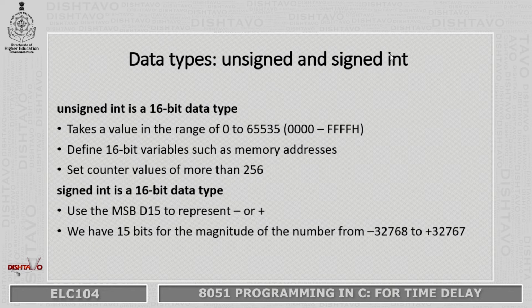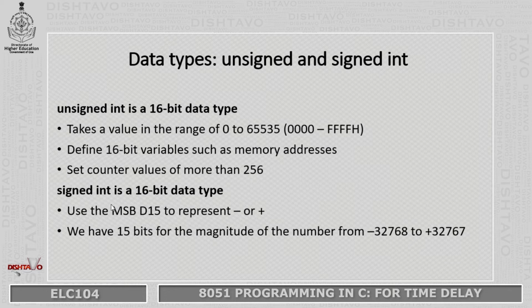The next type is unsigned and signed integer. An unsigned integer is a 16-bit data type and the value can go, in terms of decimal, from 0 to 65,535, which is 0000 to FFFFH. This is used to set counter values of more than 256, or it can be used to define a 16-bit variable for memory addresses.